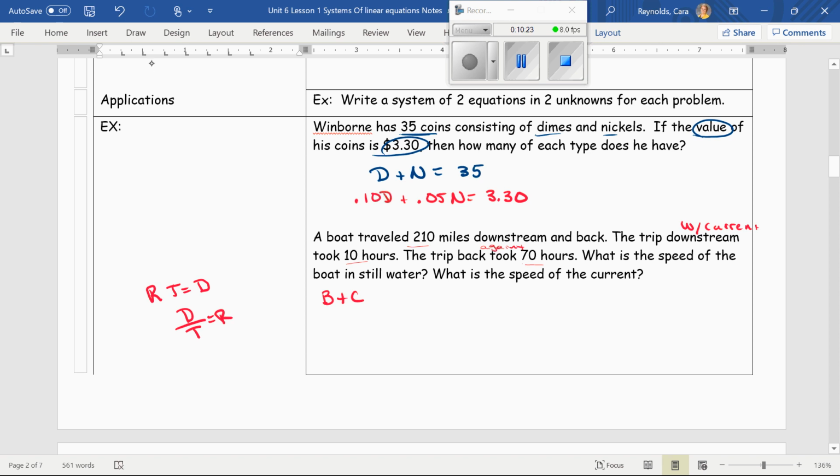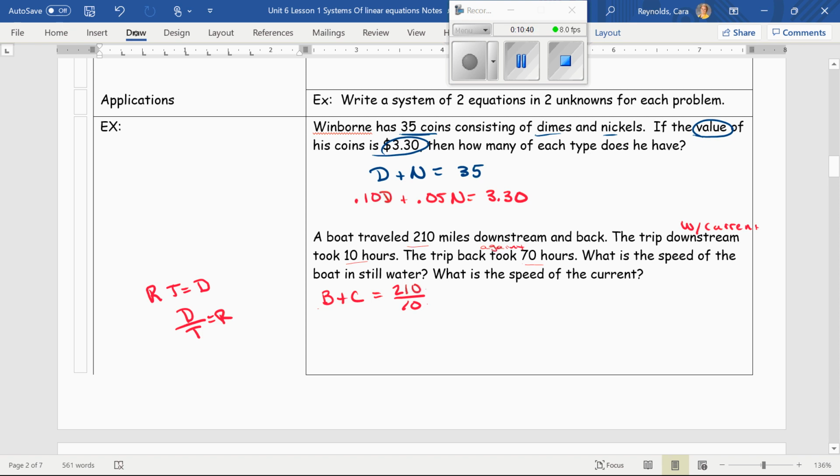So this is the speed that it's going. The distance that it went when it was with the current was 210 miles, but it took it 10 hours to do so. And so distance divided by time.